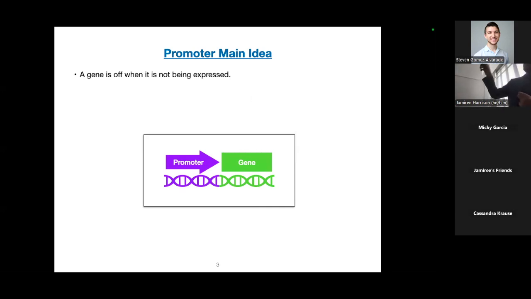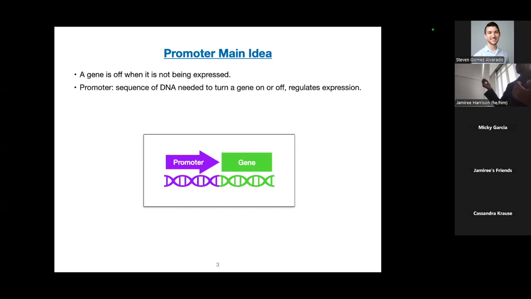So a gene is off when it's not being expressed. If you have a promoter upstream of a gene, then the promoter regulates that gene expression. That's essentially it.